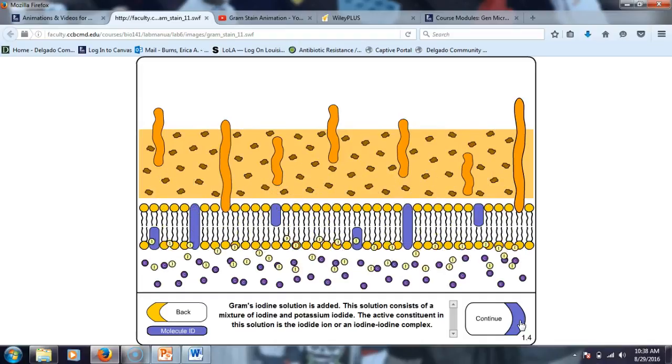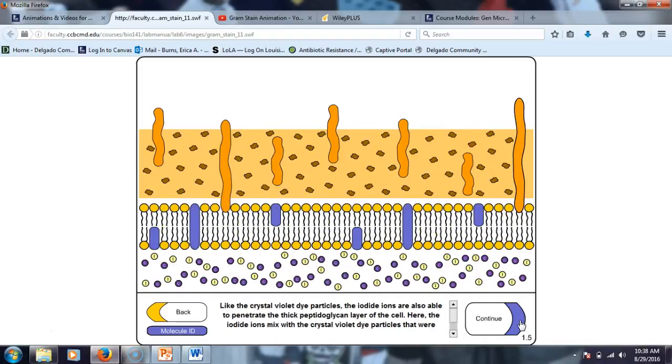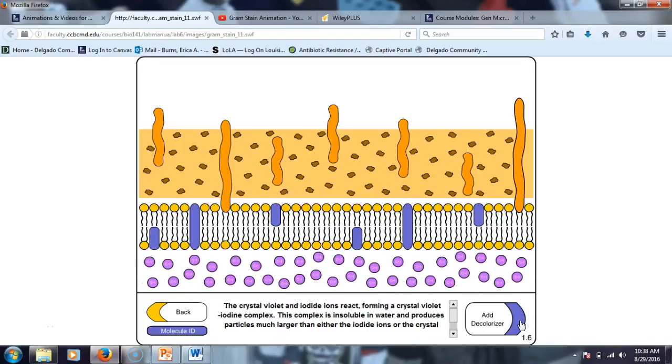When it does that, though, it complexes with the crystal violet to form what we refer to as a di-iodine complex, or a crystal violet iodine complex. It makes it a much larger molecule than crystal violet and iodine by themselves. This is an important aspect of the staining procedure: the fact that we end up with a bigger dye molecule on the inside.